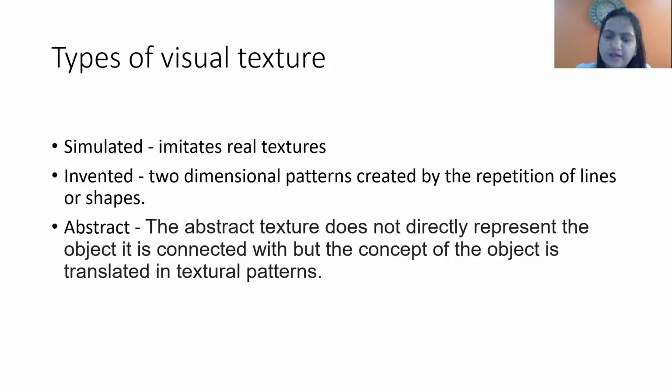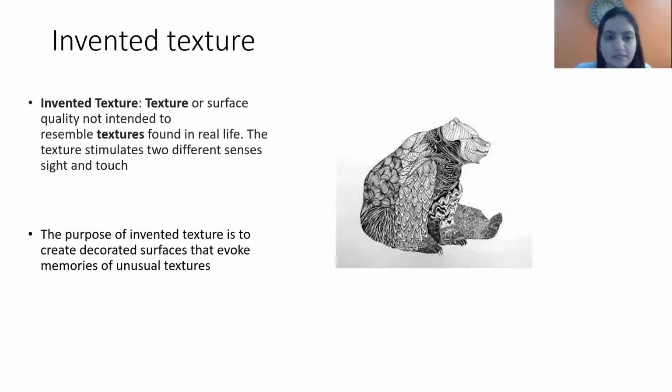Abstract textures do not directly represent the object they are connected to, but the object is translated into a textural pattern. That comes under the abstract category. Here are the pictures or the examples. Like invented texture, as I have already said before, you can't resemble it directly in real life. Like you can see this bear picture there, you can easily identify that it is a bear, but the texture of the skin is not the real one.